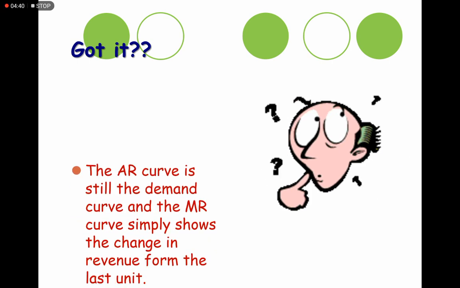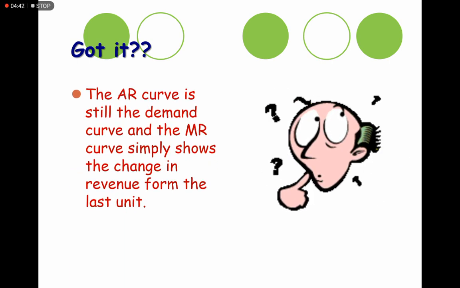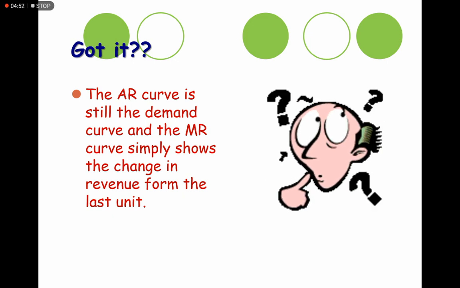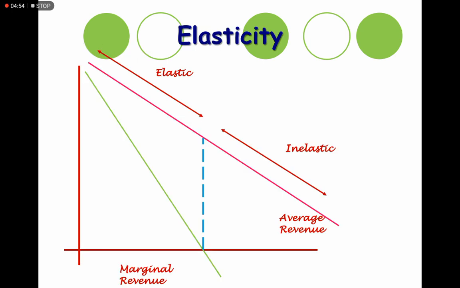Right, okay, so just to recap, the average revenue is the demand curve, and marginal revenue just shows the change in revenue from the last one. Okay. Now, this is where you'll need to hold on to your chairs, because this is a little bit mad and crazy, the next thing I'm going to show you.